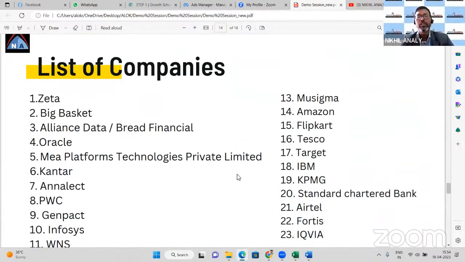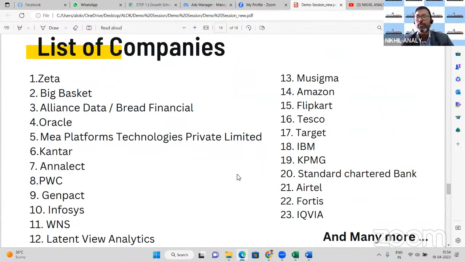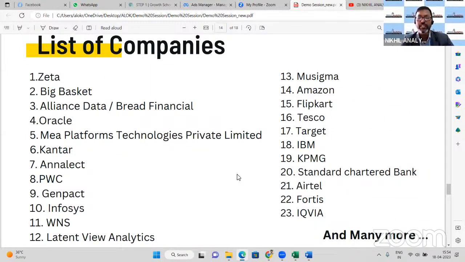Some of the companies are doing continuous hiring from us, and their names are given here as well. These companies are not coming from one vertical, one domain. They are coming from multiple domains as well. So we even have healthcare companies, Fortis, IQVIA, telecom industries, Airtel, and banks, Standard Chartered as well.